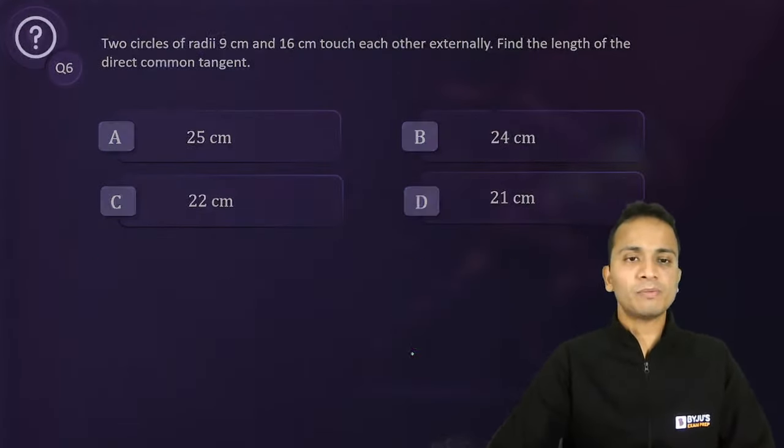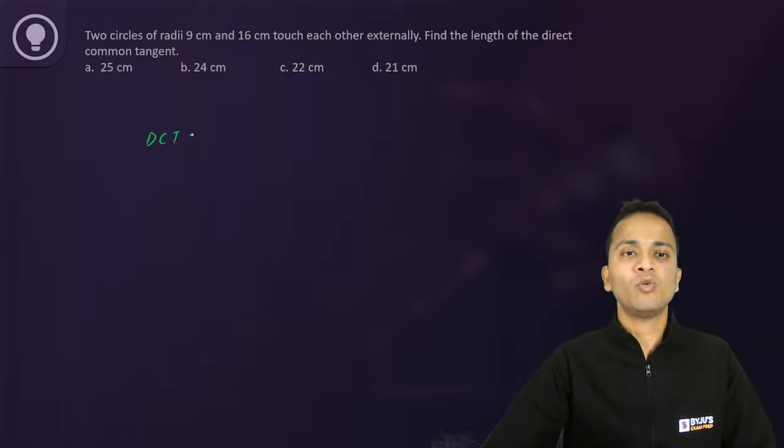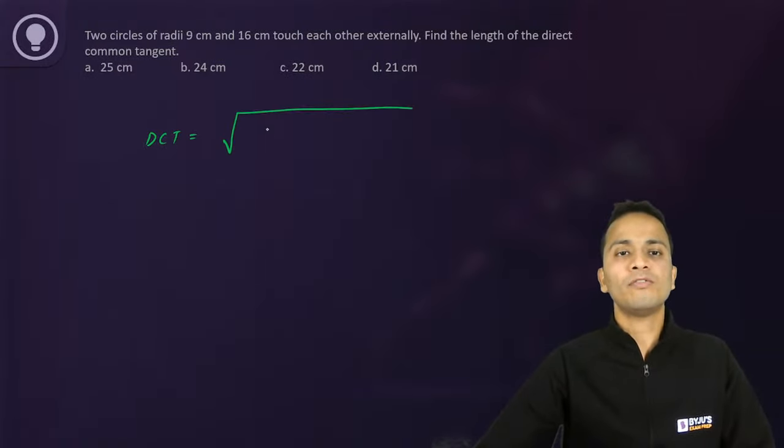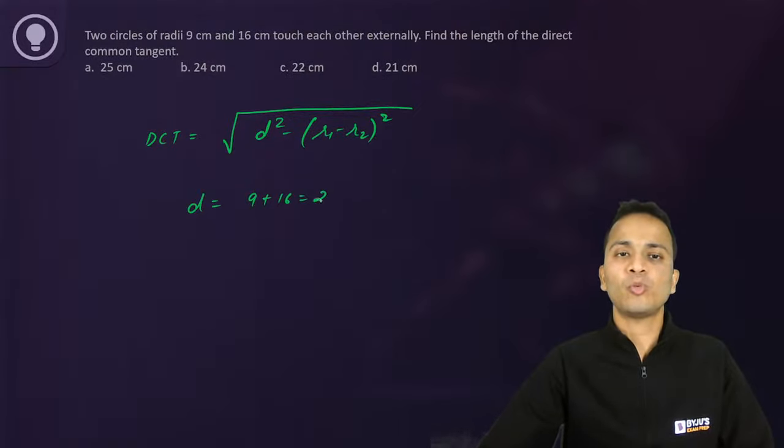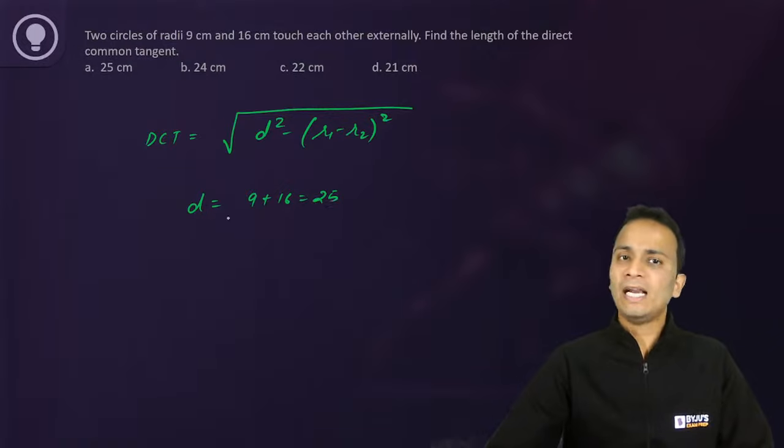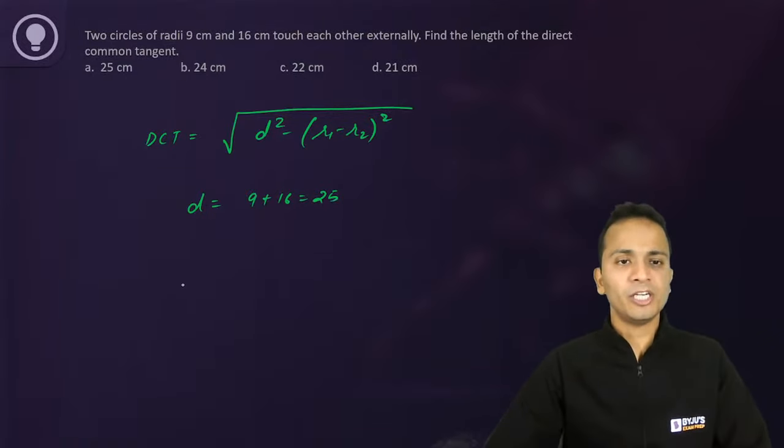So for this particular question, I can say that the length of the direct common tangent will be equal to under root of d square minus (r1 minus r2) whole square. Now here d is equal to the distance between their centers, that is 9 plus 16, which is 25. Okay, and r1 and r2 are already mentioned in the question.